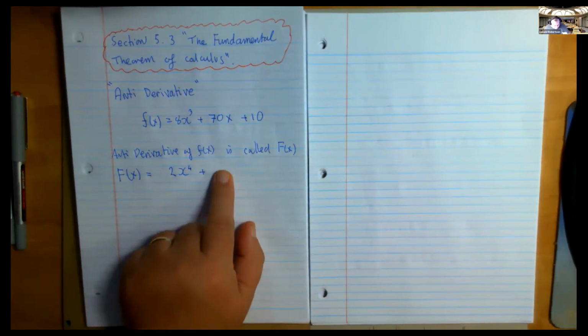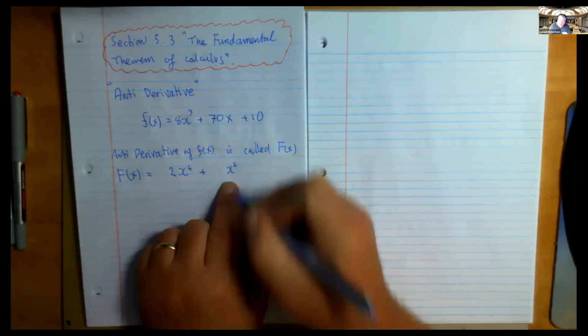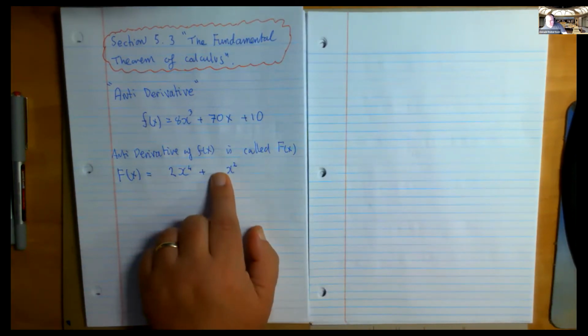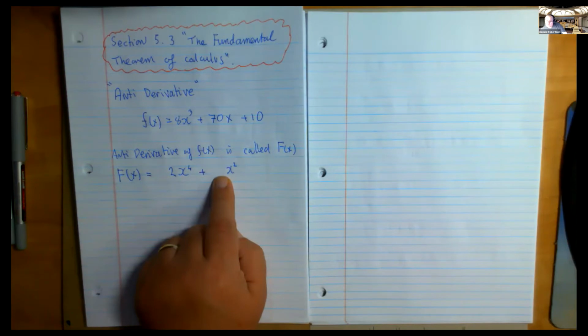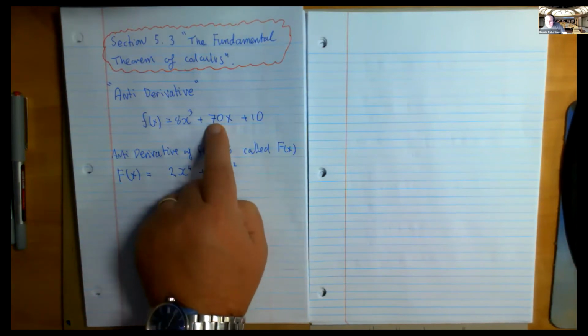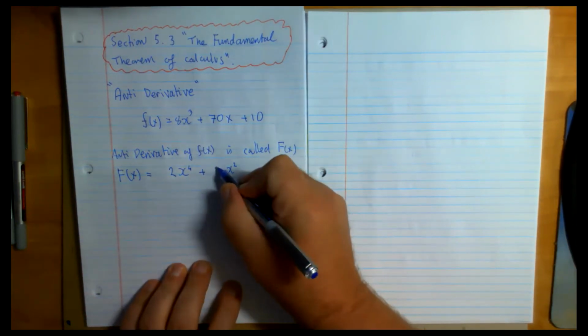Okay, what would I need to start with to get x's? Well, I'd need to start with some x squareds, agreed? But how many x squareds would I need to start with if its derivative ended up being 70x? Well, right, there's a number that needs to go here, right? How many x squareds gives you a derivative of 70x? 35. 35.